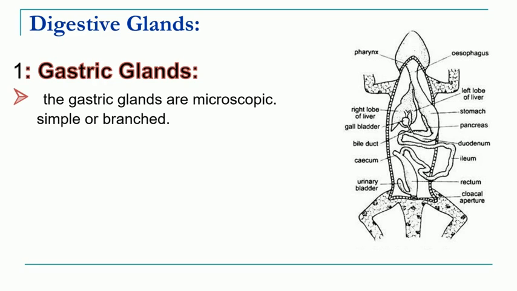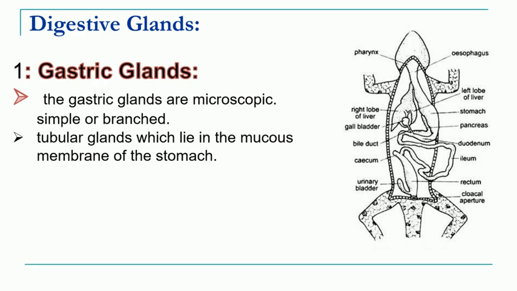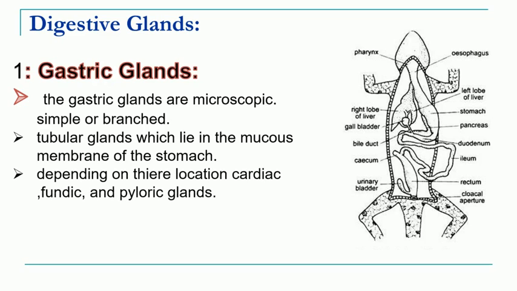The gastric glands are microscopic in structure, they are very small, simple or sometimes branched. They are tubular glands present in the mucous membrane of the stomach, and depending on their location they are called cardiac glands, fundic glands or pyloric glands. As we have divided the stomach into three parts, if these gastric glands are present in the first part, that is the pyloric part, then we call them pyloric glands. If they are present in the middle region, we call them fundic glands, and if they are present at the distal end, we call them cardiac glands.